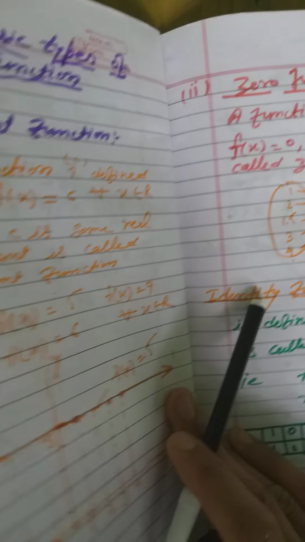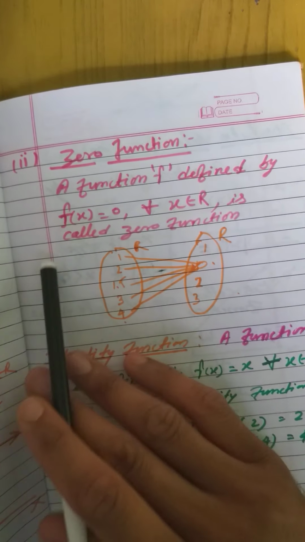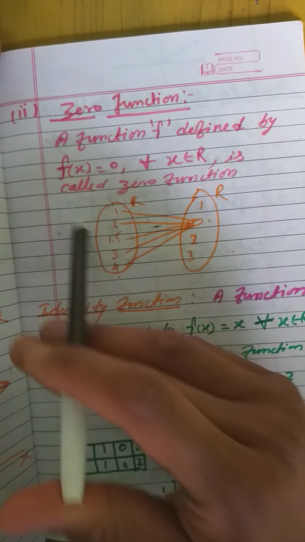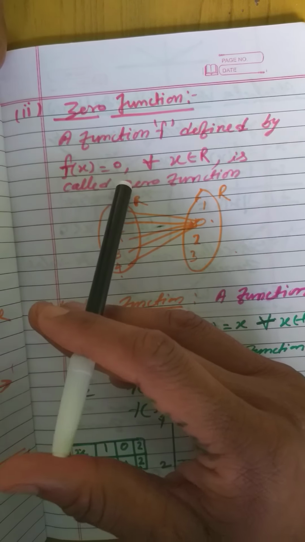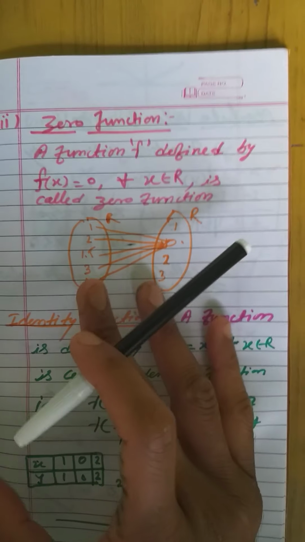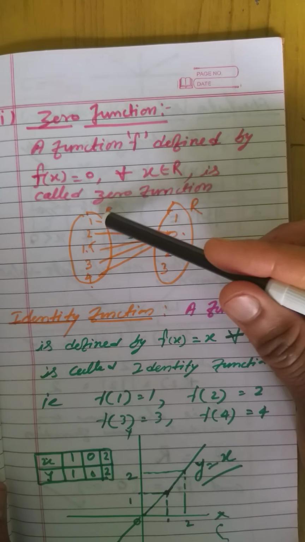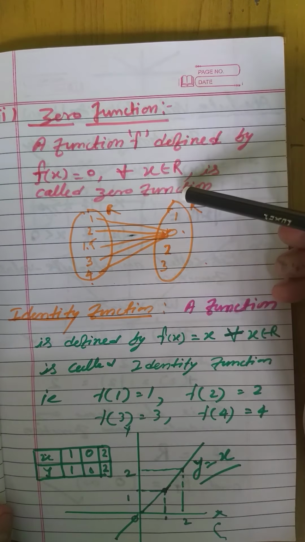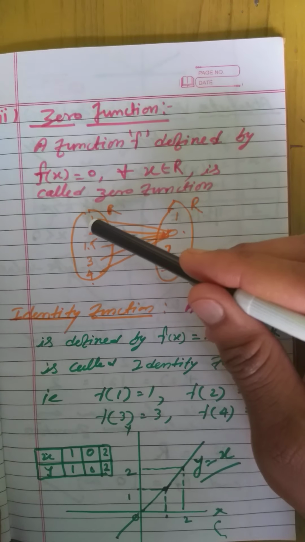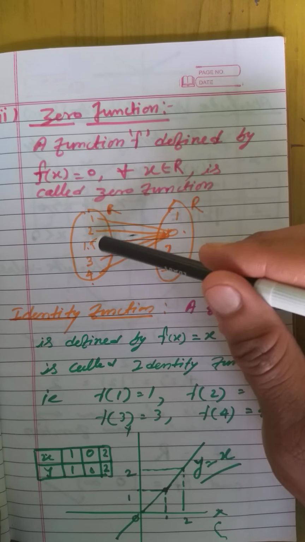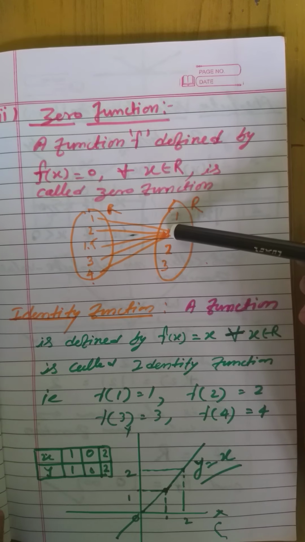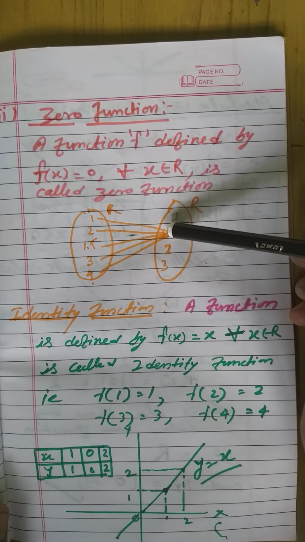Now the next one is zero function. A function f defined by f(x) = 0 means for every value of x you will get the corresponding value of y as 0, for every x belonging to R. This is called zero function. Let us suppose I want to represent this with the help of a diagram, R to R, real number to real number, and for the values 1, 2, 1.5, 3, 4 you are getting the value of y as 0. This is a many-one type function, which we will discuss in class 12.